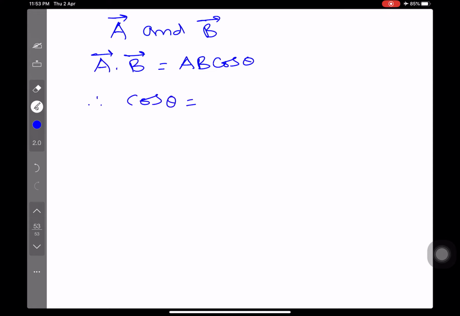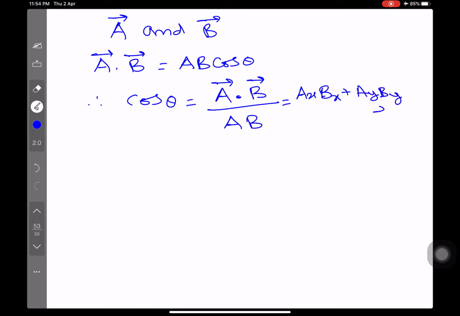Let us see how. If the angle between the vectors A and B is theta, then A dot B equal to AB cos theta. Therefore, cos theta equal to A dot B over AB, equal to (AX BX plus AY BY plus AZ BZ) over AB. Now, if AX, AY, AZ, BX, BY, BZ are known, we can calculate this value. And A means magnitude of A, B means magnitude of B. If they are also known, we can calculate cos theta, and from there we can find the angle theta. So that is how we can find the angle between any two given vectors.